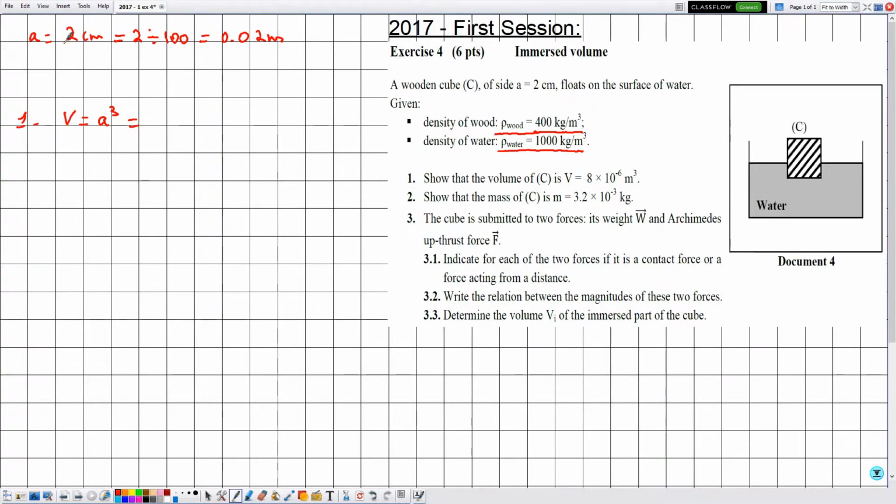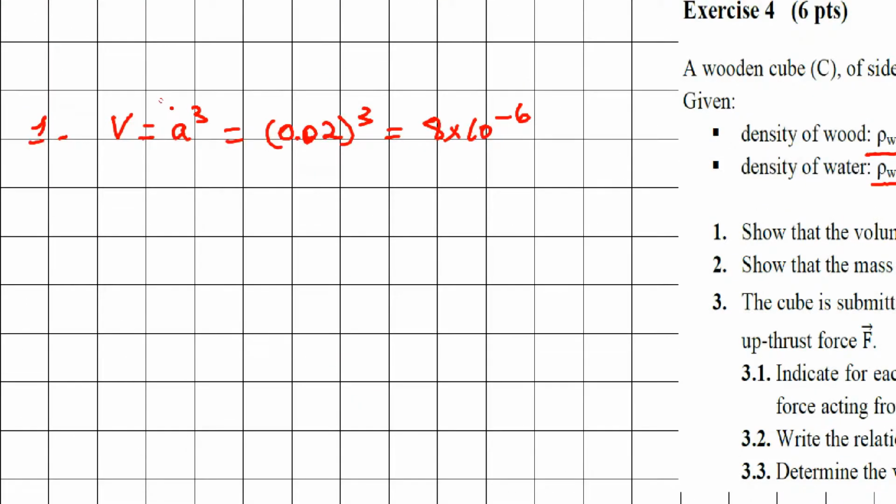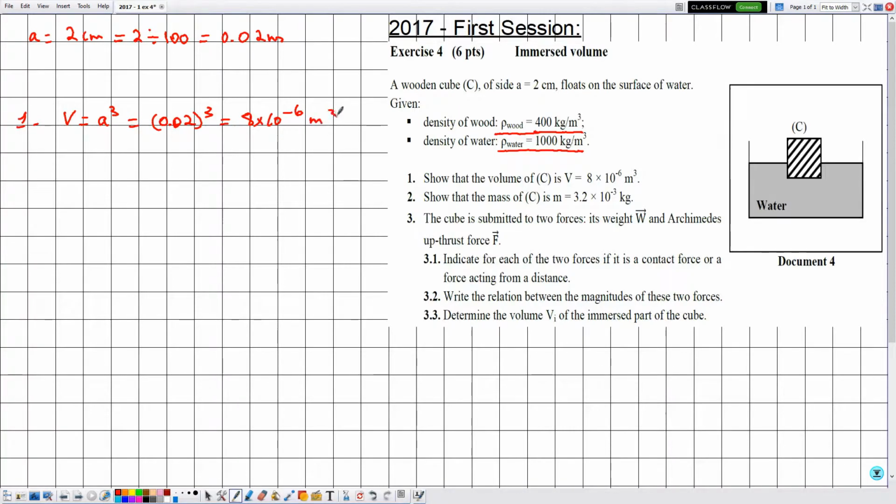Now replacing the value of the side in the SI, so 0.02 to the power 3, we get 8 times 10 to the power minus 6 after plugging this on the calculator. Knowing that the side is in the SI, the volume V will be in the SI, which is meter cube. Then the volume of this solid is given by 8 times 10 to the power minus 6 meter cube. So here let's write that the volume of this wooden cube is given by 8 times 10 to the power minus 6 meter cube.